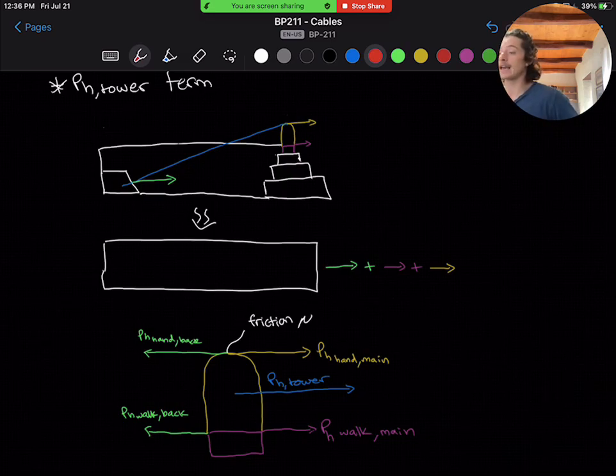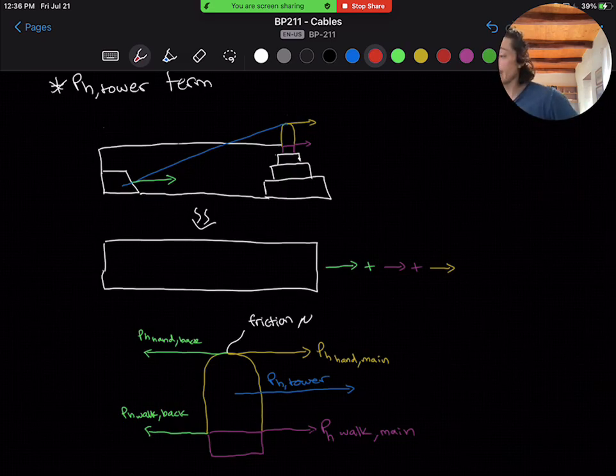We're analyzing the anchor component as a reinforced concrete beam, but we're also looking at the entire abutment in sliding and uplift. Therefore, we need to include the PH tower term, because when we are looking at the entire abutment as a block in sliding, it is a summation of our green, magenta, and purple forces here.